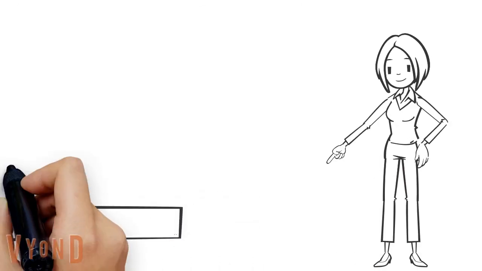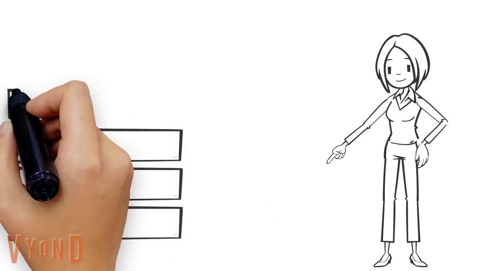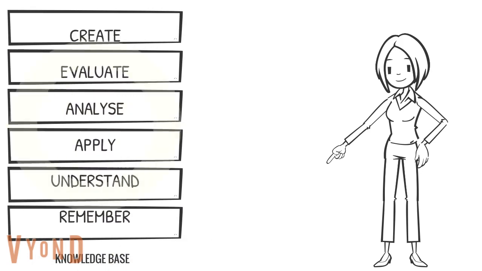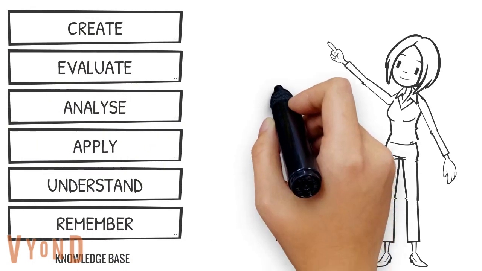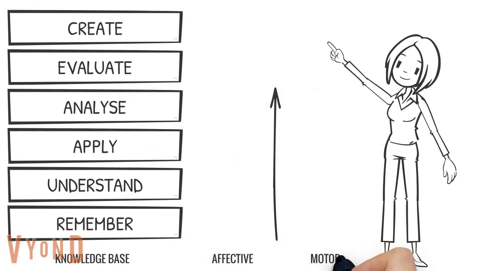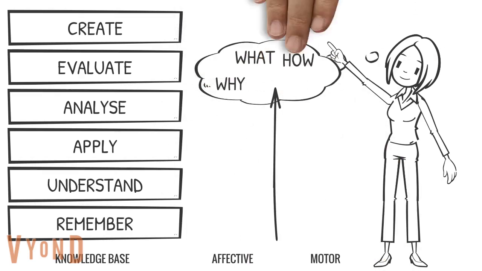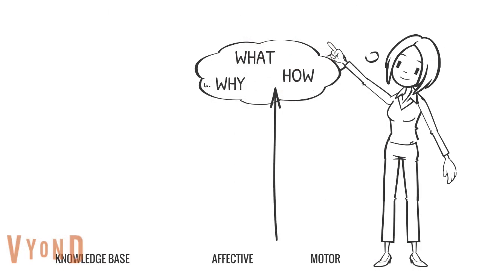The framework is organized in 6 steps, each named with an action verb to define the cognitive domain. That's the knowledge-based part. In parallel, we will look at the affective domain, that is emotional-based, and the psychomotor domain, that is action-based. This will help you structure the what, why, and the how of your course content and facilitation.